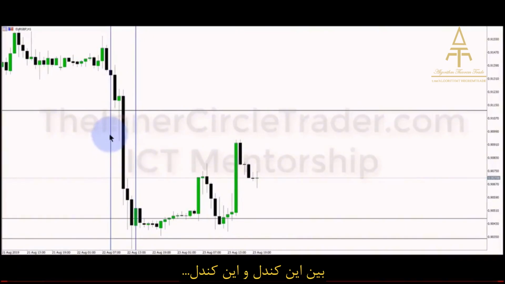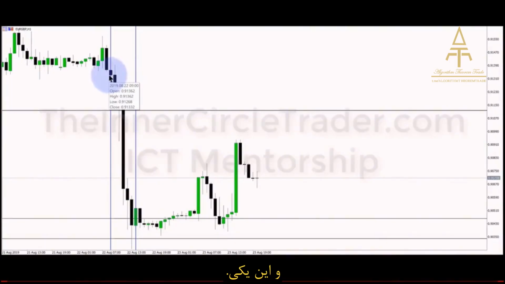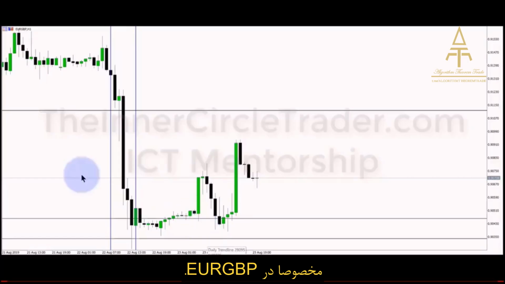Between this candle and this candle, okay, let me show you what they are. That's this candle on the 22nd of August and this candle. You can see price has dropped precipitously for euro pound.